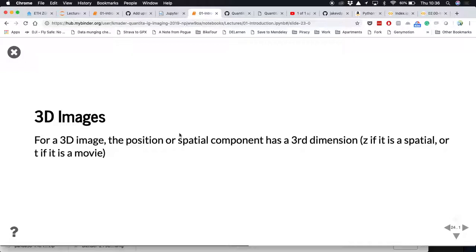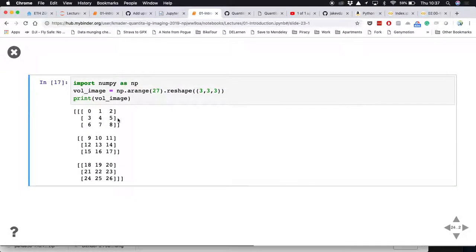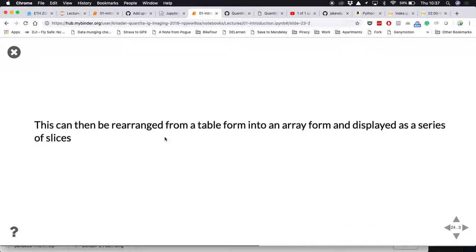So now to go on to other types of images, that was 2D images with just intensity. For 3D images, you just have one more dimension in space. Rather than just having an X and a Y position, you now have a Z position, or T if it's a movie. And so we end up with the same sort of representation where, instead of having a 3x3 image, we now have a 3x3x3 image with all the values in it.